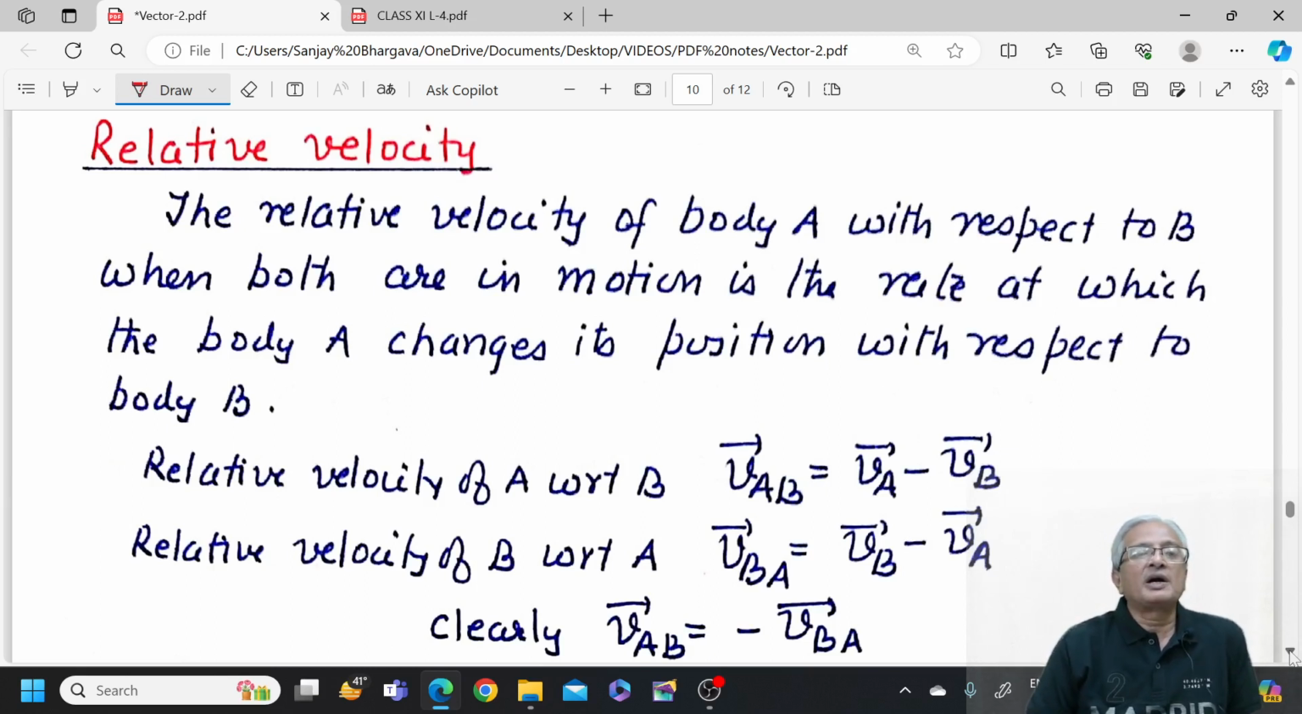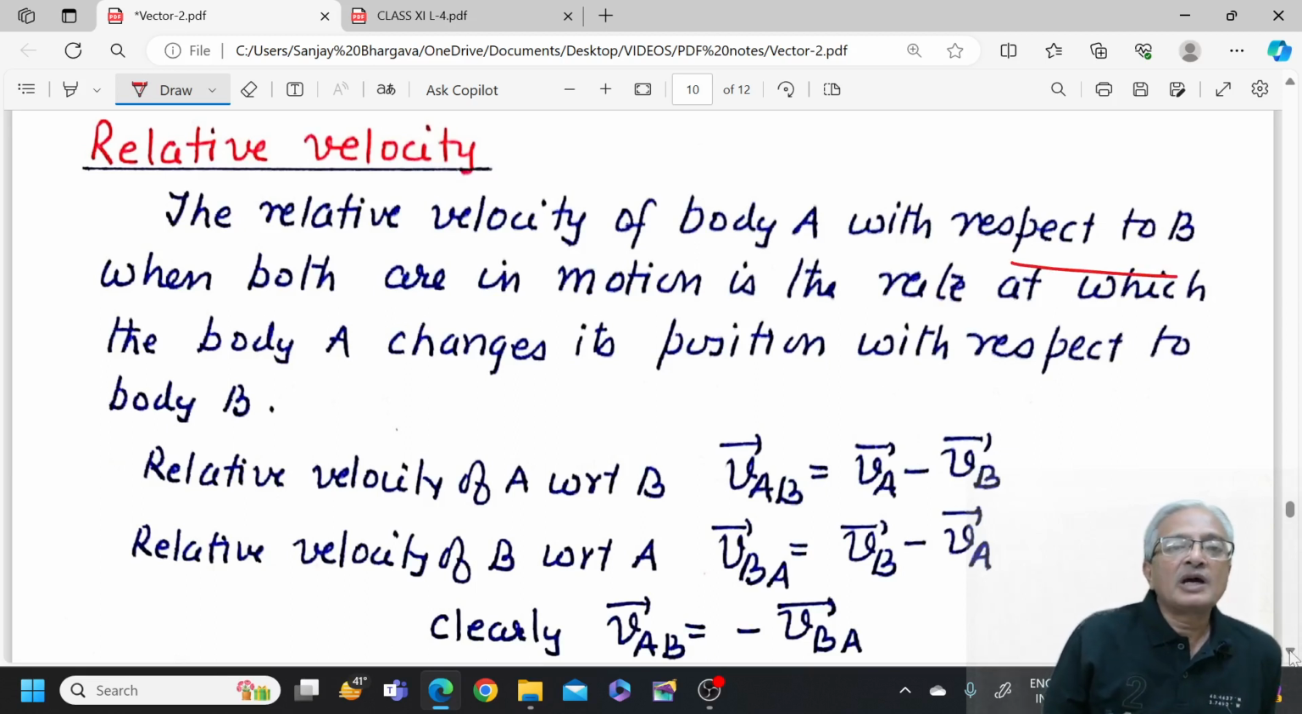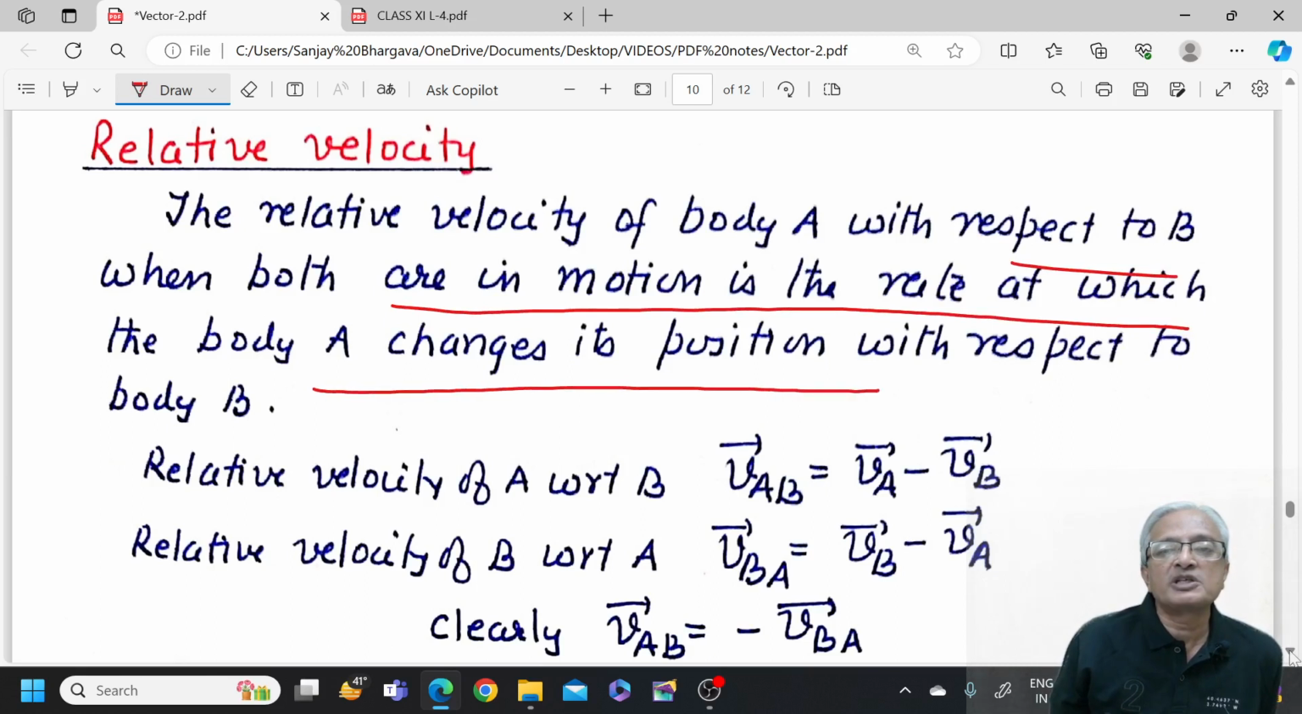Now let us pick up another important topic of the system, that is relative velocity. Now what is relative velocity? It comes into existence when there are two objects which are in motion with respect to each other. The relative velocity of a body A with respect to B, when both are in motion, is the rate at which the body A changes its position with respect to the body B.